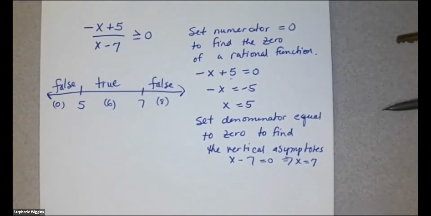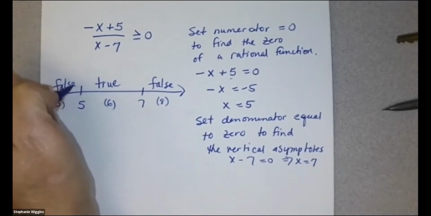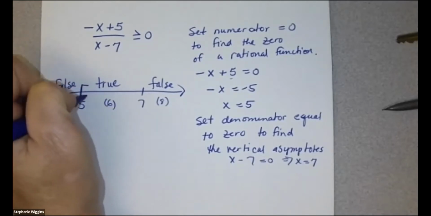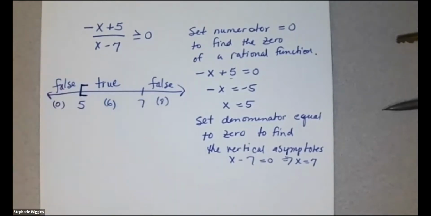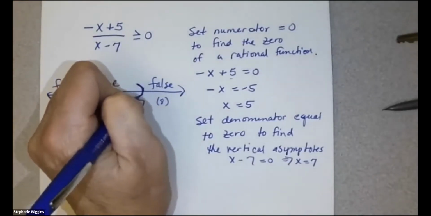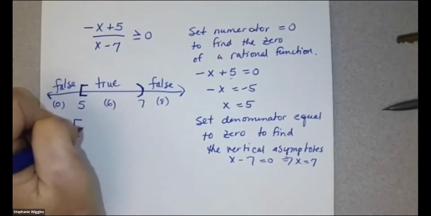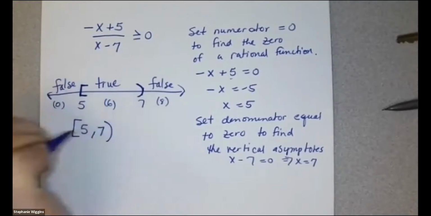So now be careful, because we're asking when is it greater than or equal to 0? And if I plug in 5, negative 5 plus 5, I get equal to 0. So 5 is included in the solution set. So we want to include 5, and we're going to use a square bracket to include 5. However, 7 cannot be included, because if I plug in 7, I'm going to get 0 in the denominator. So I don't want to include 7. So that's going to be an open bracket. So the solution set is 5, including 5, to 7, but not including 7.